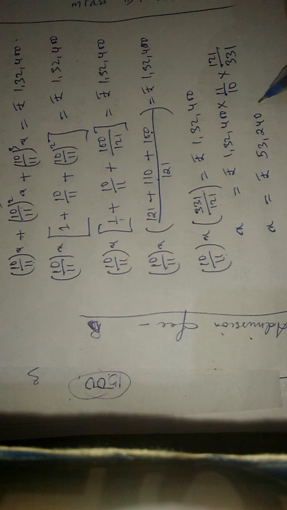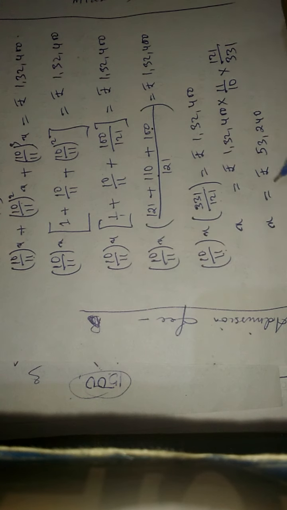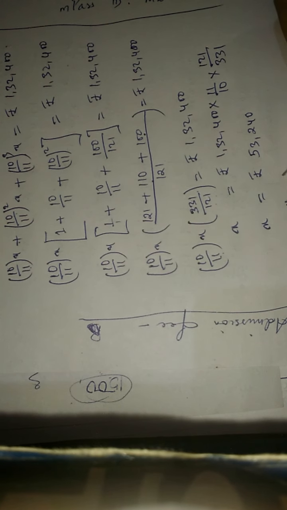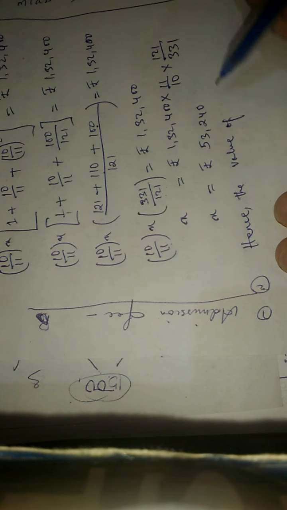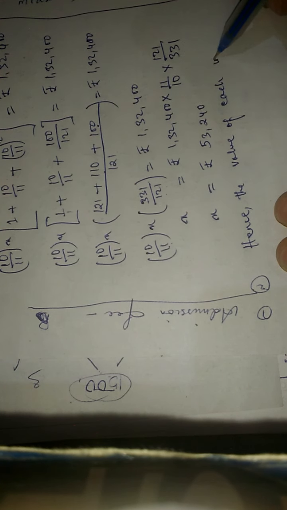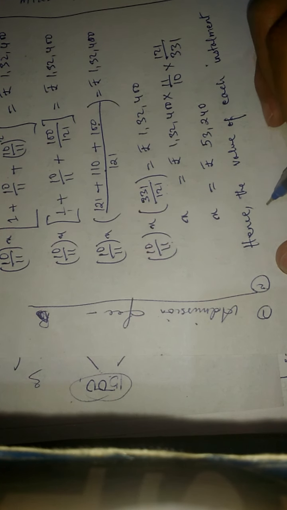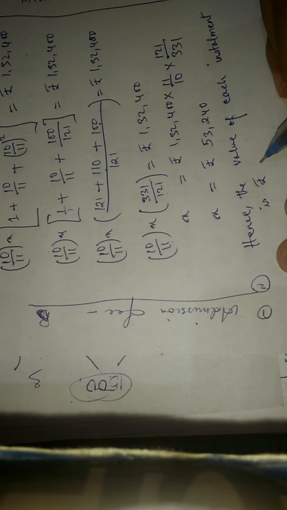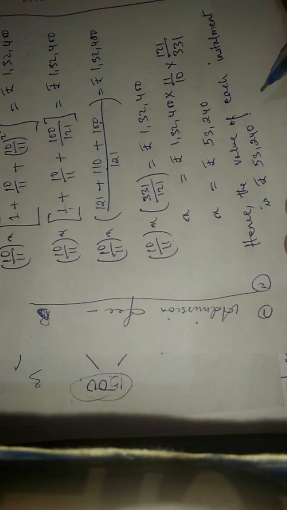She has to pay 53,240 three times. Hence we conclude here: the value of each installment is rupees 53,240.